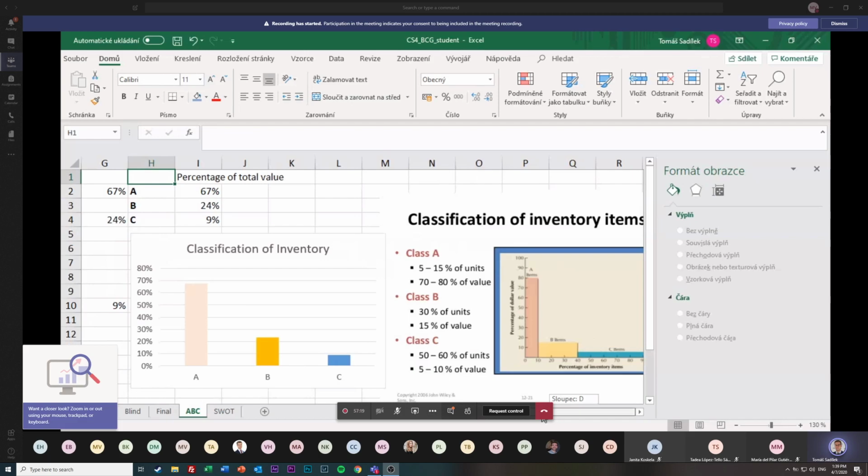So we can use it in this way. I can enter the data, the data lines, or put one more chart there.